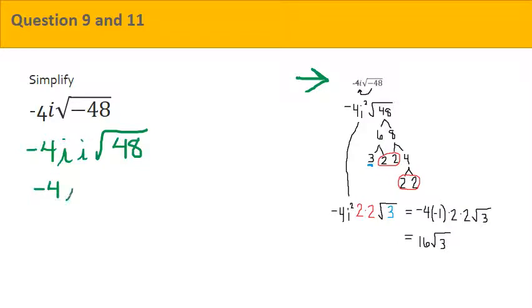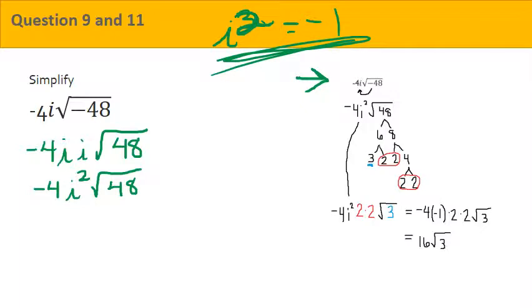So notice what we have here. Negative 4 times i squared times the square root of 48. Now, i squared, not cubed, i squared is equal to negative 1. Always remember that i squared is equal to negative 1. So that means I have negative 4 times negative 1. Now what perfect square goes into 48? Well, that's 16 times 3.